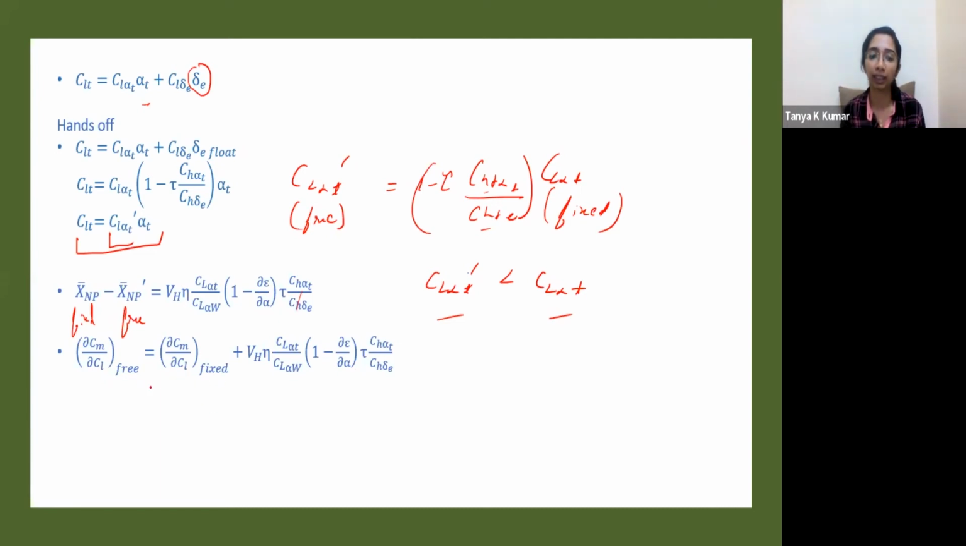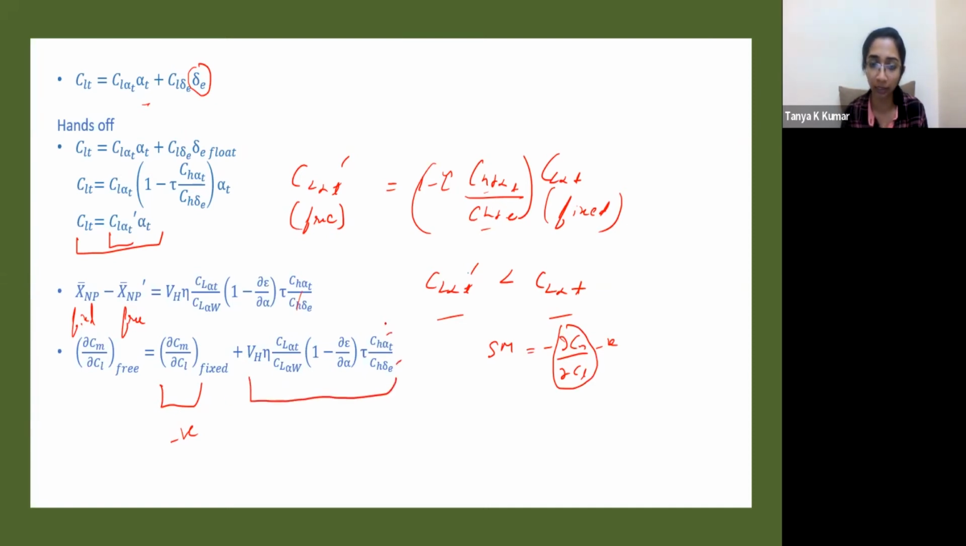For a statically stable aircraft, this value is negative. We need dCm/dCL to be negative, right? So your static margin should be positive. Static margin is minus dCm/dCL. So we need this quantity to be negative for a stable aircraft. Now let's look into this quantity.